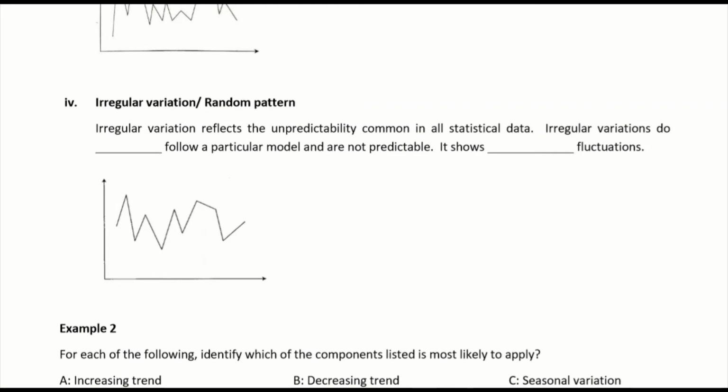So irregular variation reflects the unpredictability common in all statistical data. For irregular variation, it does not follow a particular model. It basically shows random fluctuations. So you can see here, up, down, up, down, up, down, then suddenly here you have up, then down, down. So basically you can't see any pattern here. So this is irregular. You can't actually predict anything out of it. You get what I mean, right?